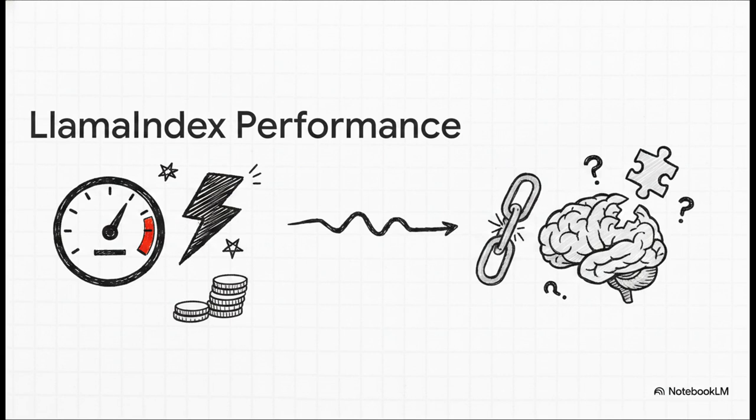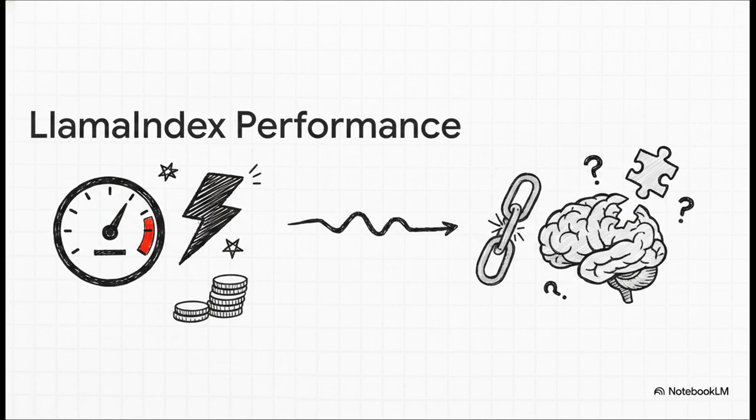LlamaIndex indexes documents 2.5 times faster than LangChain. It hits sub-200 millisecond query latency for 10,000 documents. It has a much lower framework overhead, sitting at just about 6 milliseconds, and a lower token usage of roughly 1.6K tokens per query. Basically, you get way more retrieval quality with far less assembly.